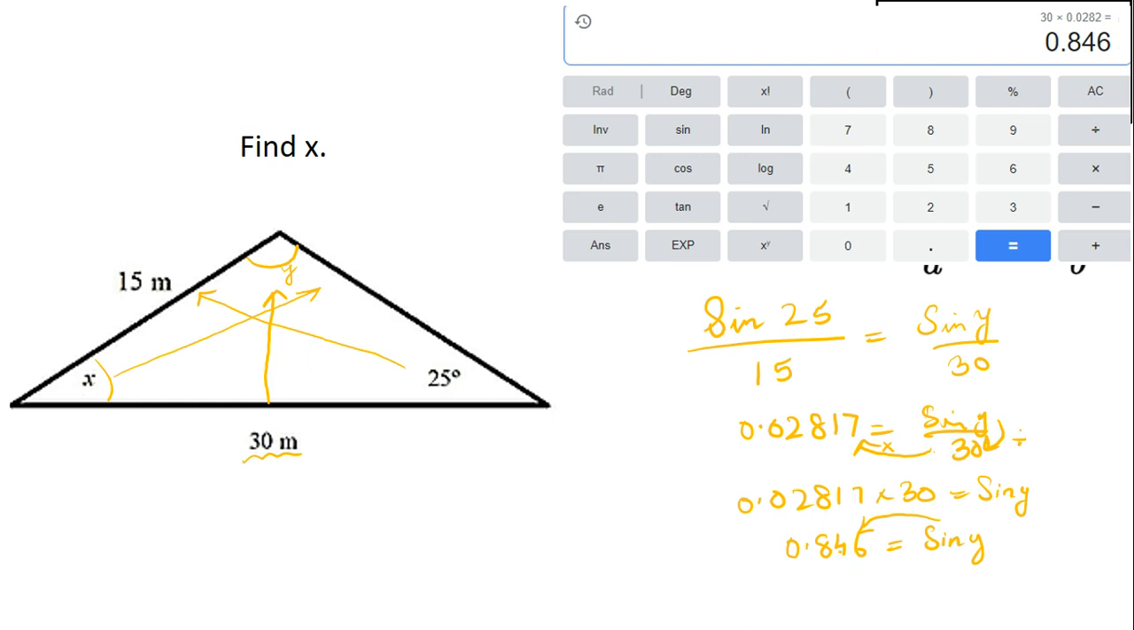Now again, since I have to find my y, I need to take my sine to the other side. And as discussed earlier and in many of our videos, when sine, cos, or tan go to the other side, they turn into sine minus 1, or what is known as sine inverse. You don't have to really work it out, it's just available on your calculator. So when you take your sine to the other side, it becomes sine minus 1 of 0.846.